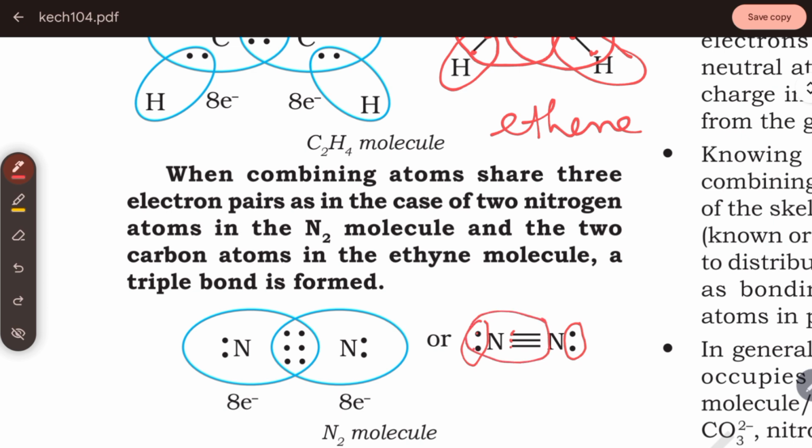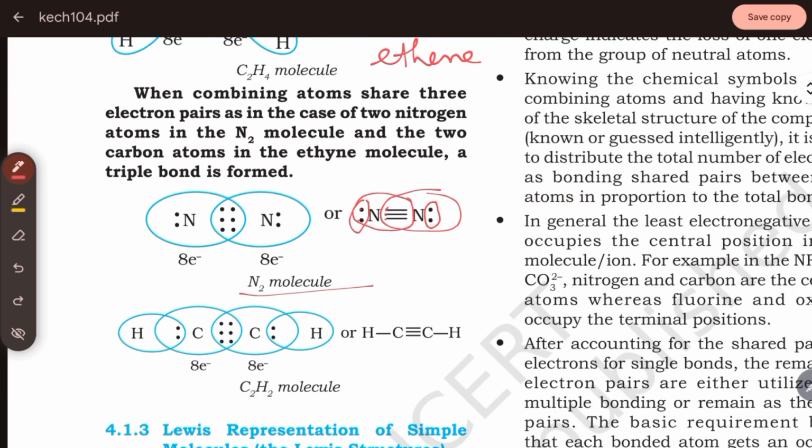That is the octet. And for this nitrogen, this is the octet configuration. So this is the formation of the N2 molecule. Next, C2H2. C2H2 is ethine. This is an alkyne system. Ethine, common name is acetylene.